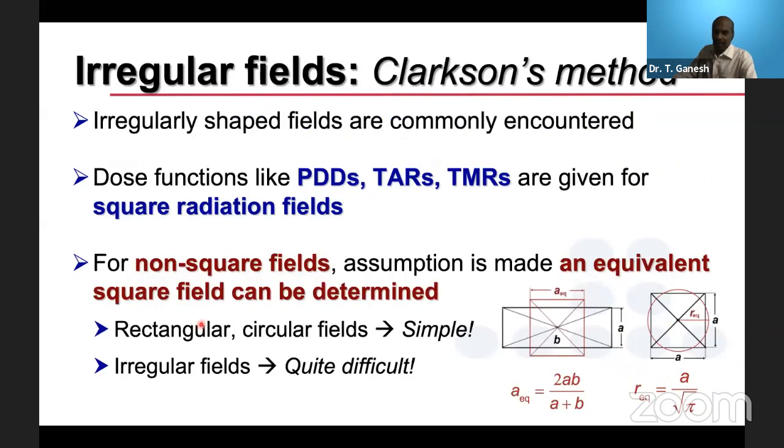So we come to the last part of this presentation, Clarkson method. How much time? Oh, sorry, I have already taken 1 hour. So irregularly shaped fields are commonly encountered, and dose functions like PDDs, TARs, TMRs cannot be used to calculate the dose here. And for non-square fields, if they are rectangular or square fields, then it is easy to calculate them, very simple. But when it comes to irregular fields, it becomes quite difficult to calculate the dose.